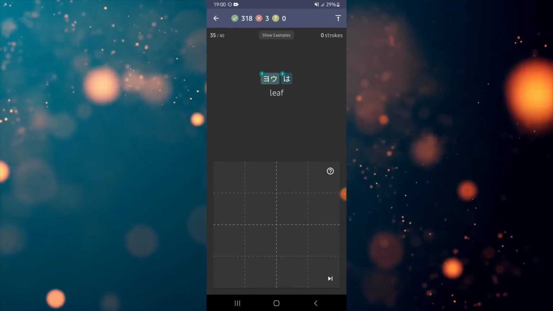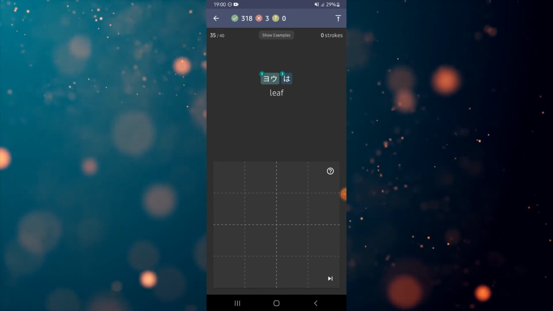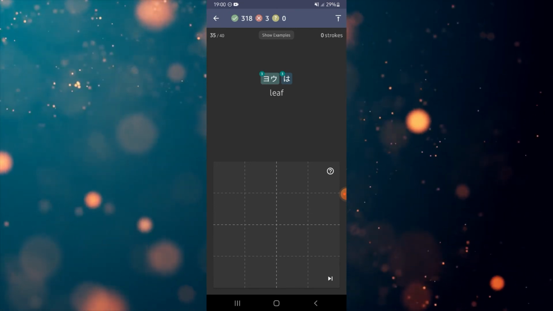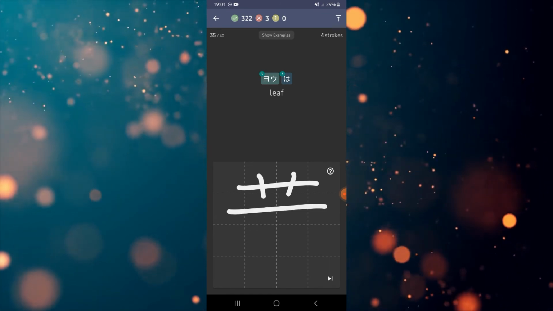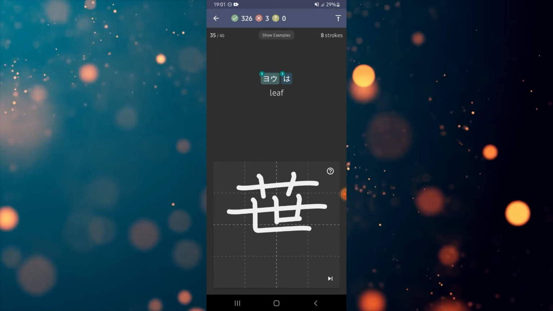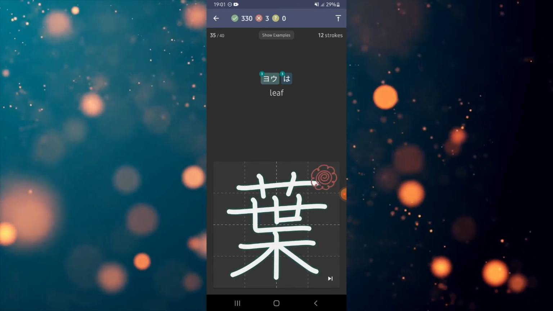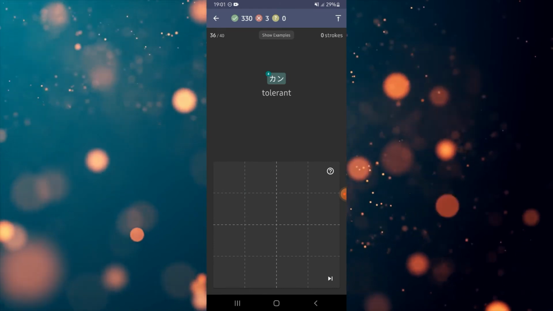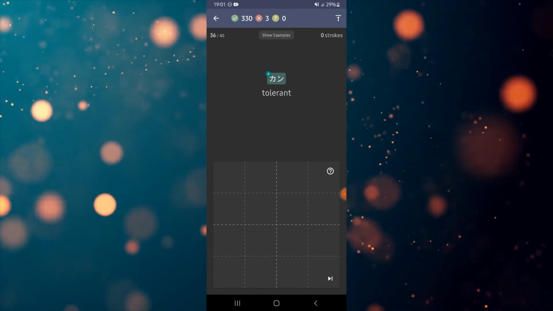Leaf. For the leaf I pictured a flower going through many generations and not becoming a tree. So draw the kanji for flower and draw the one for generation. It's like that. Then finally, the one for tree. That.